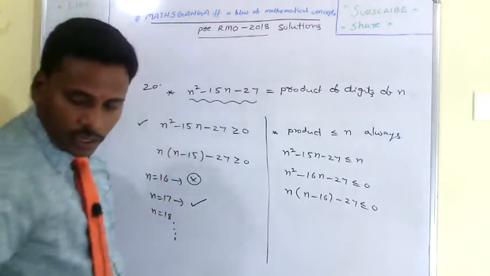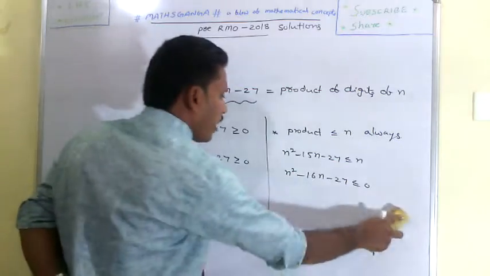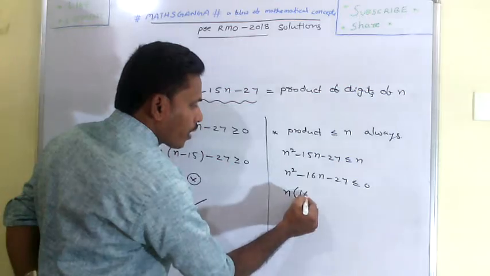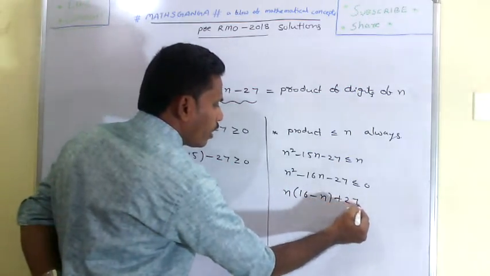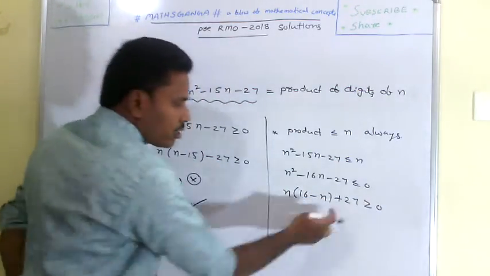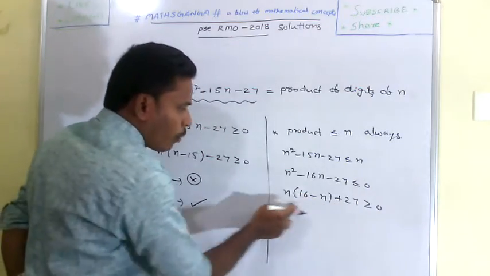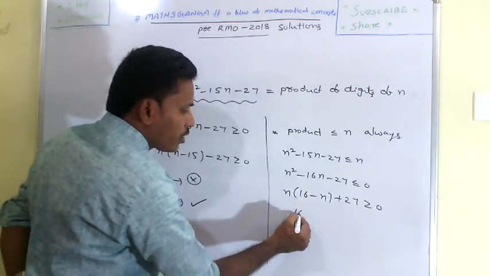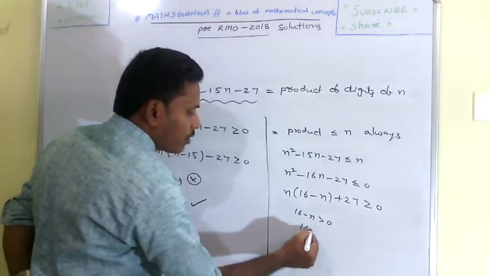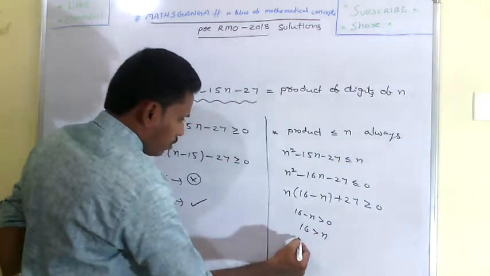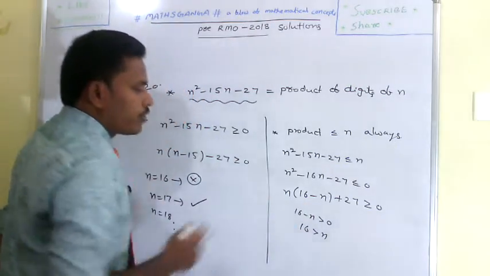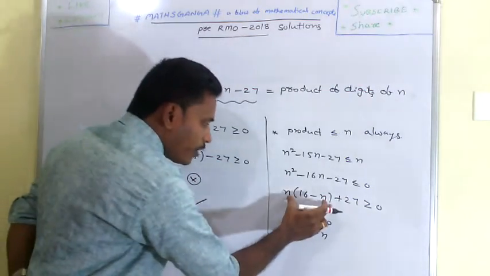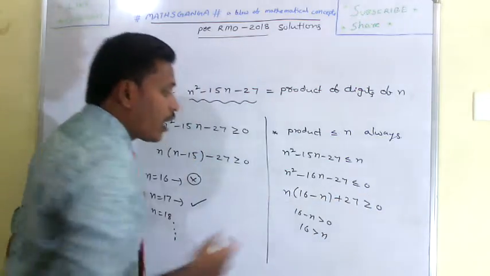In some other case, we just multiply with a minus sign and make it positive to restrict n. So we want n into 16 minus n plus 27 greater than or equal to 0. Since this plus 27 is always positive, we need to make the rest also positive. To make it positive, 16 minus n must be greater than 0. That means 16 must be greater than n. So usually if 16 minus n is positive, that is positive. And in some other case, if this value is less than 27, then also positive.